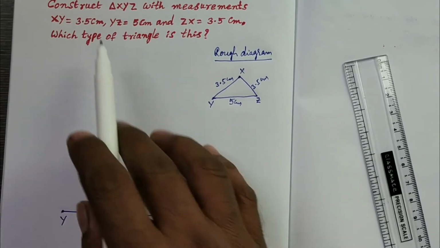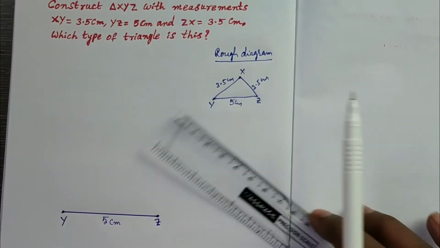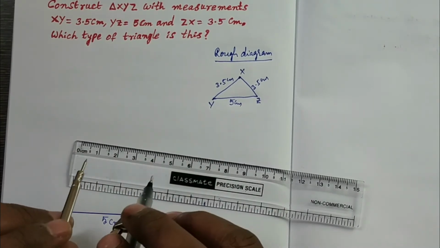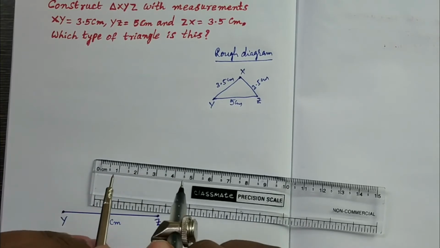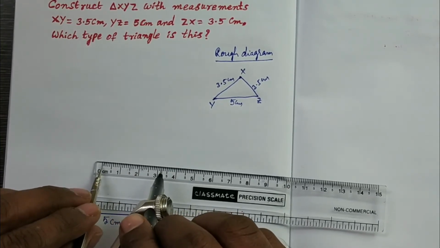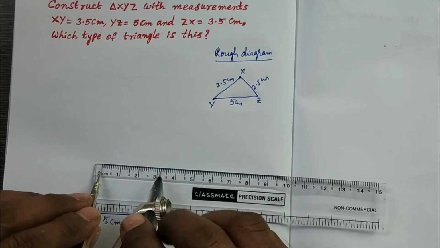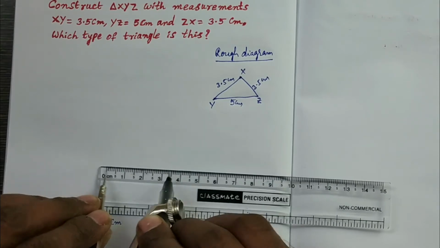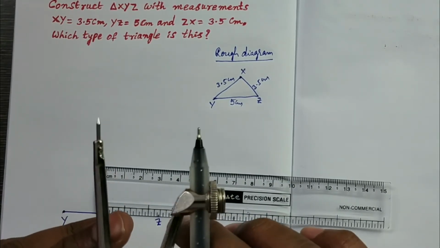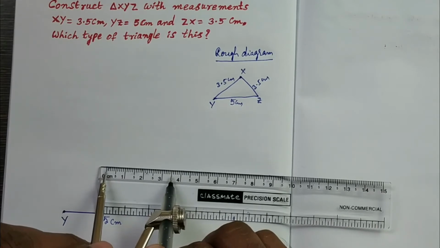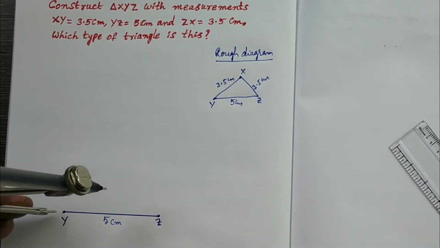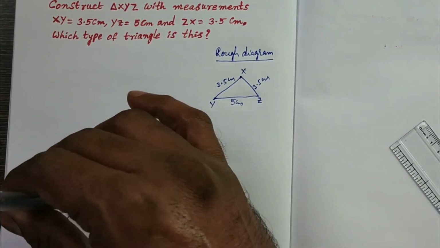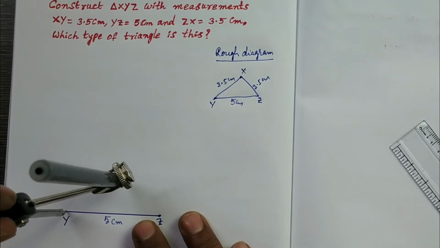Next, the length of XY is 3.5 centimeters. So take a scale and compass. Take the 3.5 centimeters with scale, with compass. Keep compass point on 0 like this. Keep pencil point on 3.5 centimeters. So this is the length of radius 3.5 centimeters. So take Y as center, this 3.5 centimeters as radius. Draw an arc.